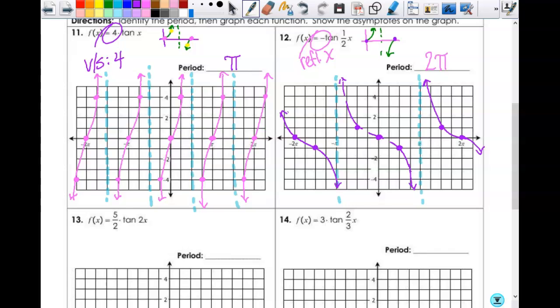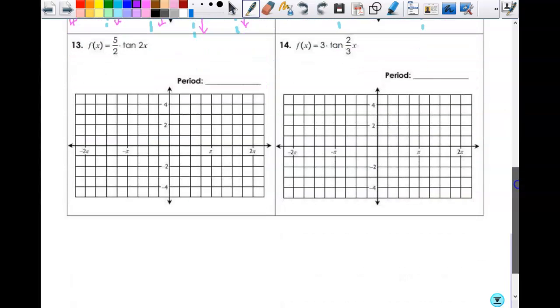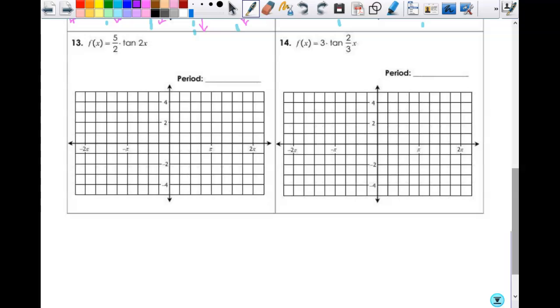All right, number 13. Do I have a vertical stretch or compression? Yes. Which one is it? Stretch. It's a vertical stretch of 5 halves. Do I have a reflection? No. What's the period? Pi halves. This one is pi halves. Okay. And then parent function looks like this.